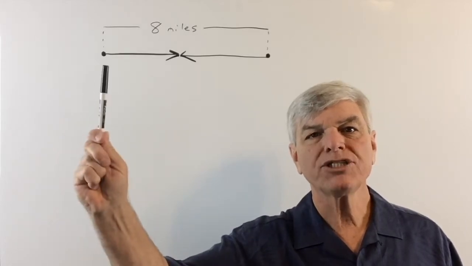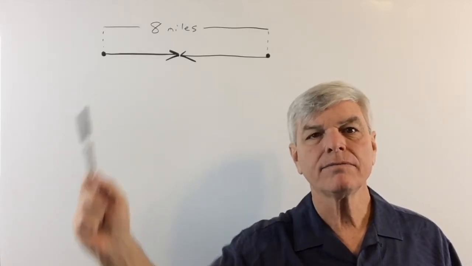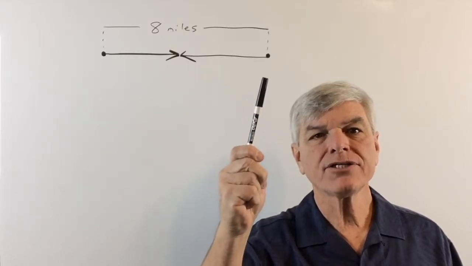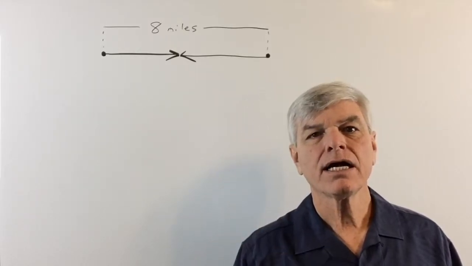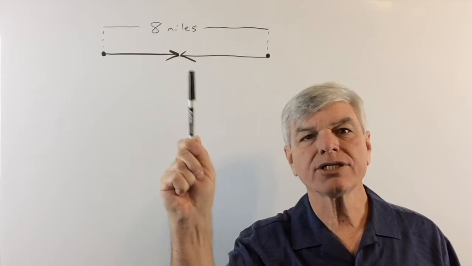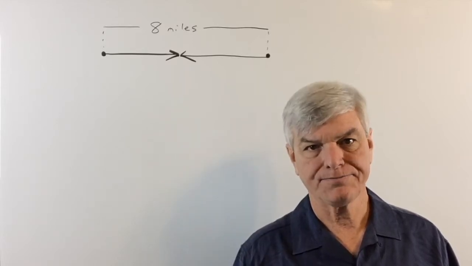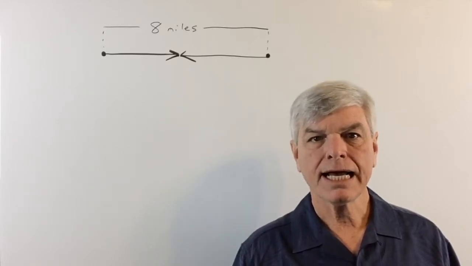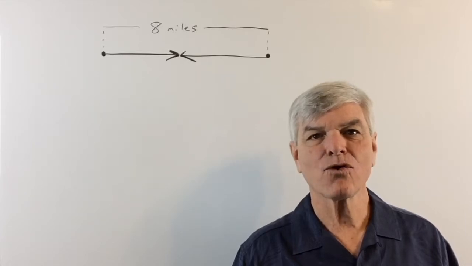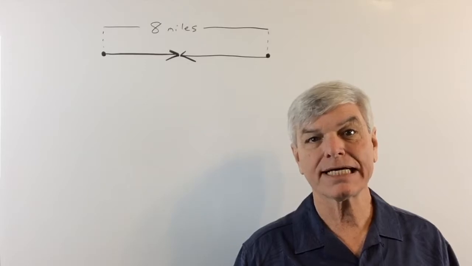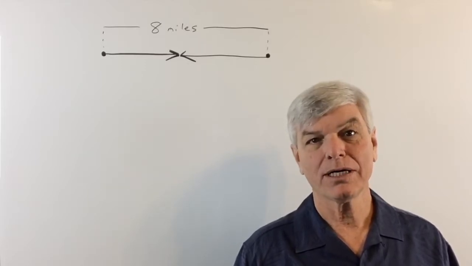I have one jogger starting here, the other jogger starting here, and they're moving toward each other to the center. Now, what is the distance for the first jogger? We don't know. What's the distance for the second jogger? We don't know.